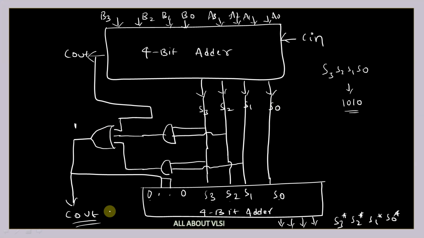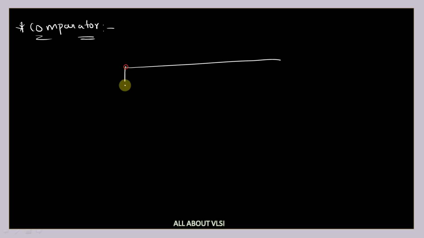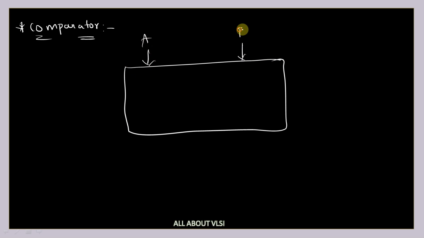Now let us try to design a comparator. How to design this comparator? A comparator is going to compare two inputs. The inputs may be 2 bits, 3 bits, 4 bits, and so on. So this will be your comparator, where you are going to give A and B as your inputs, and it is an n-bit comparator which can compare n number of bits.